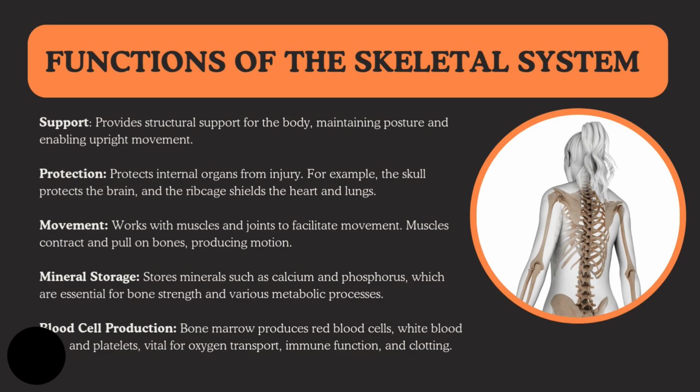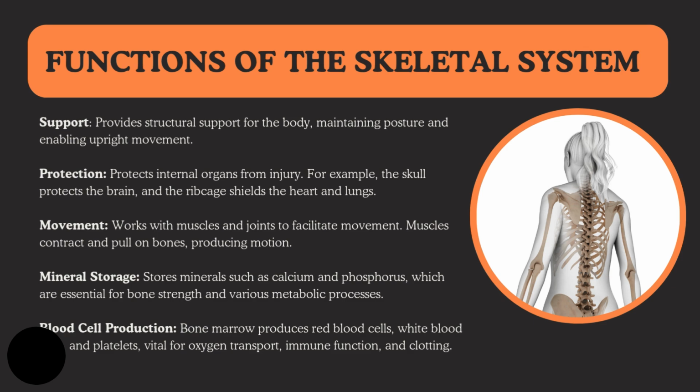Bone marrow produces red blood cells, white blood cells, and platelets, which are vital for oxygen transport, immune function, and clotting. Now, when we look at the structure of the skeleton, there are key components. So we've got the axial skeleton, which is the skull that protects the brain, the vertebral column, the spine, including the cervical, thoracic, lumbar, sacrum, and coccyx. We've also got the rib cage that protects the heart and the lungs.